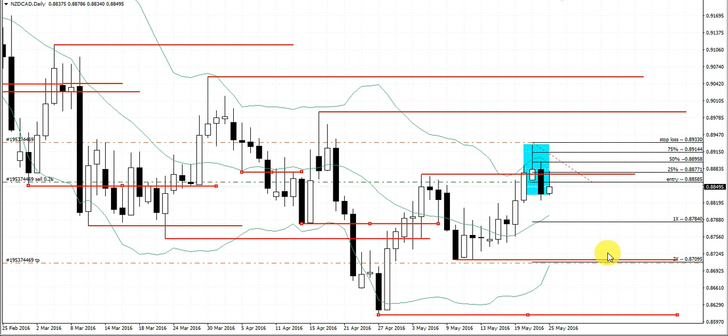Today is Tuesday, May 24th, 2016, and we're looking at the New Zealand CAD on the daily time frame this evening. I've opened a sell limit order on this pair, which executed a few moments ago, and I'm now short down to this most recent bounce level. That's the 2 times profit target. That's why I had to wait on a slight pullback in this particular case.